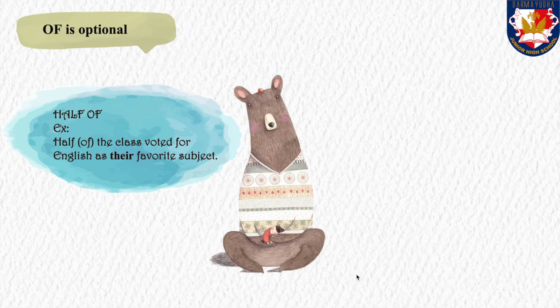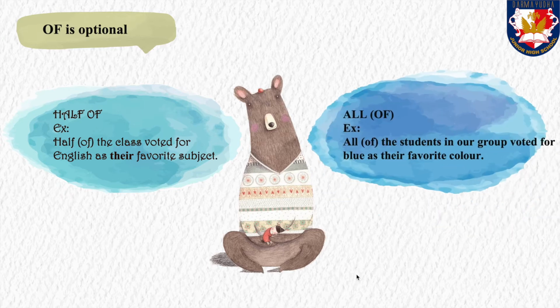Now, let's see another word. It is all. It can be all only, or also it can be all of. The sentence, all of the students in our group voted for blue as their favorite color. Or, all the students in our group voted for blue as their favorite color.